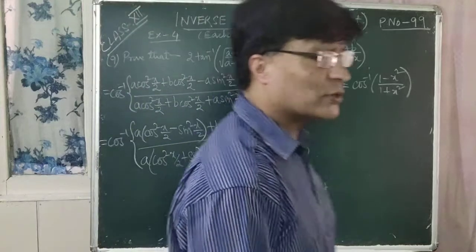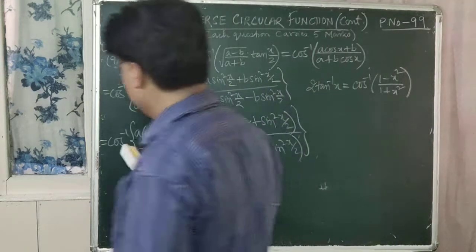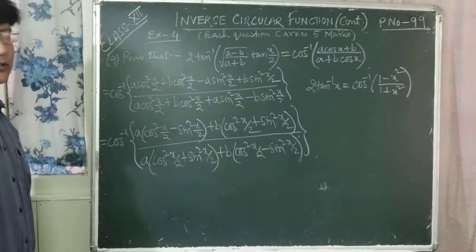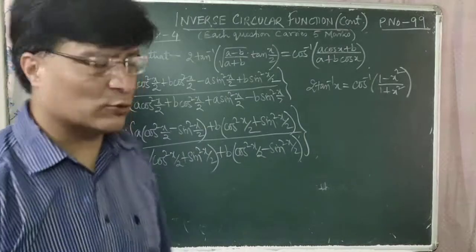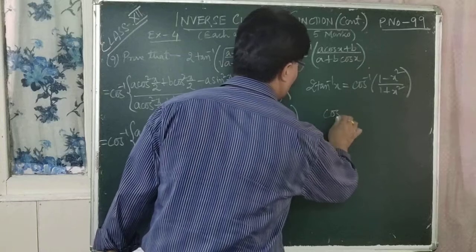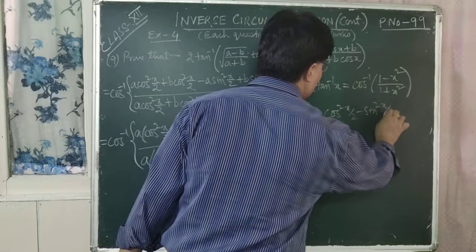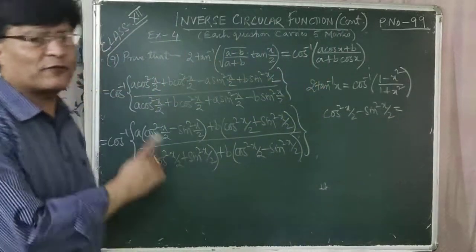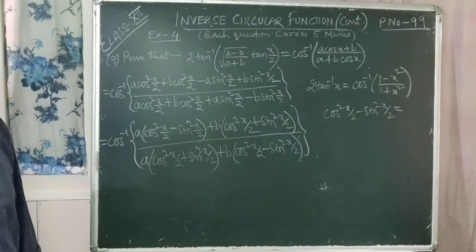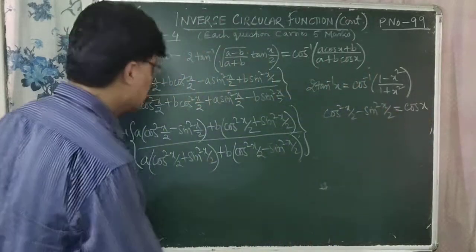So now you should know the formula. You should know the formula from submultiple angle, right? From submultiple angle, you can use the formula for these expressions. That is cos square x by 2 minus sin square x by 2. What is it? You can use the formula. Cos square x by 2 minus sin square x by 2. What is the formula from the submultiple angle? Its formula from the submultiple angle is cos x only, right?